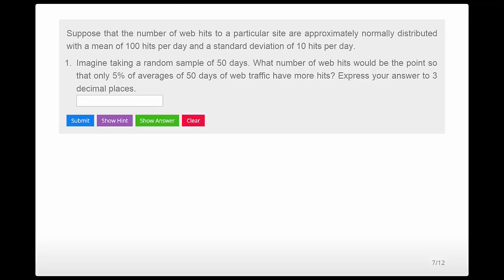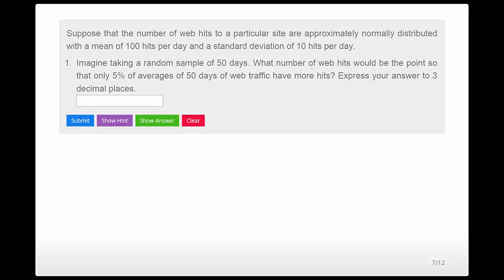Now here's another take on the same problem. So it says suppose that the number of web hits to a site is approximately normally distributed, mean of 100, standard deviation of 10. And it says imagine taking a random sample of 50 days, what's the number of web hits that would be the point so that only 5% of averages of 50 days of web traffic has more hits.